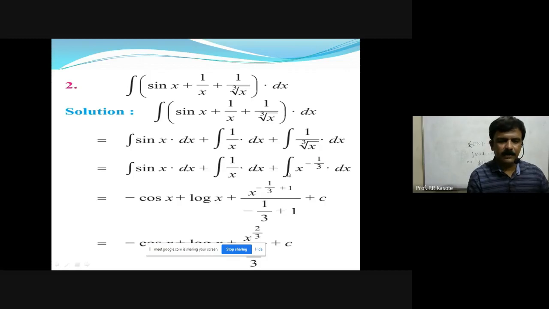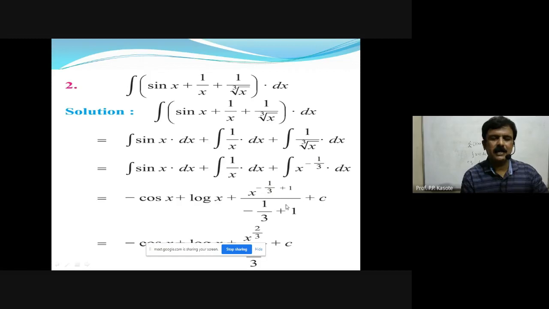So for our convenience, we have written the first two terms as they are, and we have just simplified the third one as x raised to minus 1 upon 3, because now we can use the x raised to n formula to find the integral of this function. Okay, now see the next step. The integral of sine x is minus cos x. The integral of 1 upon x is log x plus, now x raised to minus 1 upon 3 is there, so be careful while calculating. x raised to minus 1 upon 3 plus 1, divided by minus 1 upon 3 plus 1, plus c.